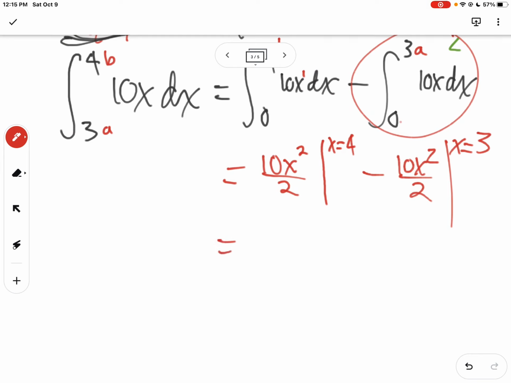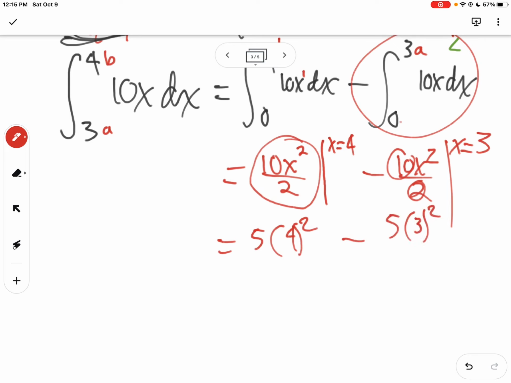So what does that equal? Well, we know that 10 over 2 is 5. So that's going to be 5 times 4 squared minus 10 divided by 2, which is 5, times 3 squared, right? X squared, and I'm subbing in 3. Okay, so I'll just show you that here. So this 4 comes from here. This 3 comes from here. Okay. So again, this right here represents the area from 0 to 4. This represents the area from 0 to 3.